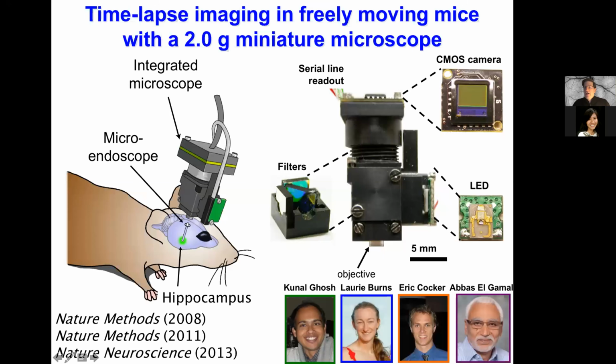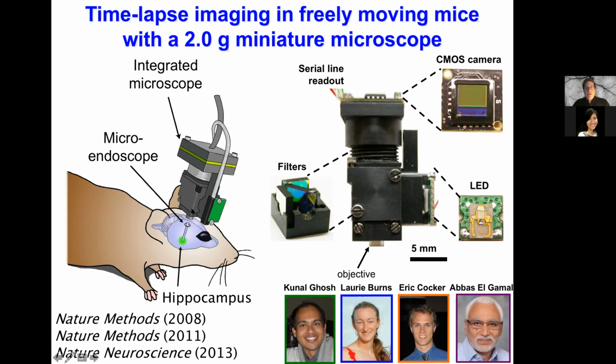Now this slide shows you a little bit more about the elements of the microscope, as well as those that did the work. So Kunal Ghosh was an electrical engineering student at Stanford who was jointly advised by myself and Abbas Al-Gamal. Abbas was one of the pioneers in CMOS image sensor chips. Laurie Burns, an applied physicist who did the optical design. Eric Cocker, a mechanical engineer who did the mechanical design of the microscope and this focusing screw cap that you can see here. So this was fodder for 3 different PhD theses.